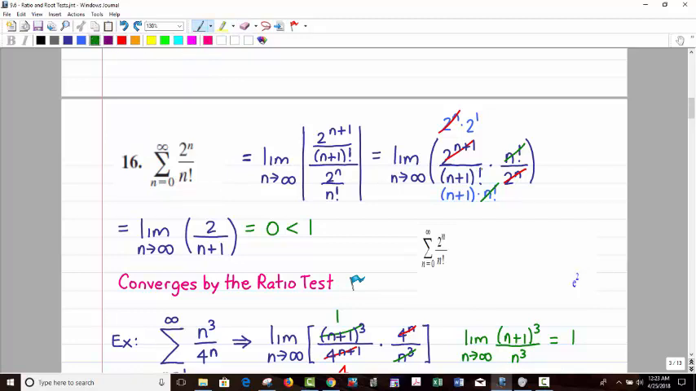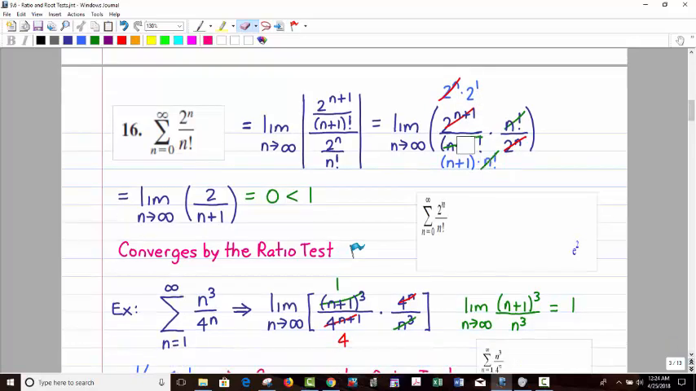Because obviously this was replaced with n plus 1 times n factorial. So, okay, didn't have to do that, but it didn't hurt. And then on the top, since 2 to the n plus 1 is the same thing as 2 to the n times 2 to the 1, you cancel 2 to the n's, and that would leave you a 2 on top.